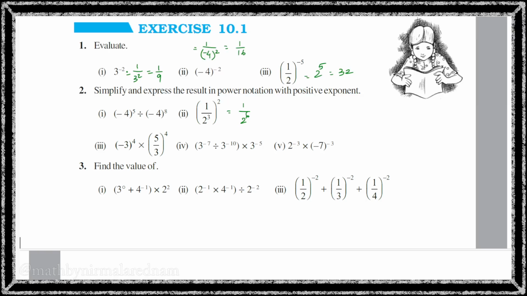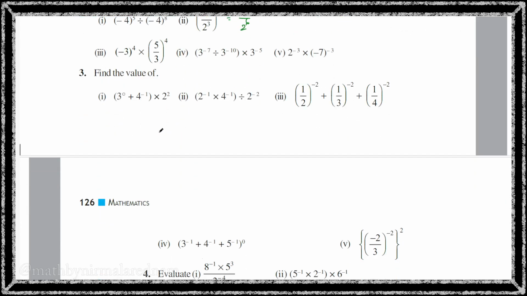Find the value of... I think this can be solved here itself. Find the value of 3 power 0, which is 1, plus 1 by 4 into 2 square, which is 4. So they want us to simplify and tell them the value. 1 plus 1 by 4 is 5 by 4, into 4 is nothing but 5. So that is your answer.